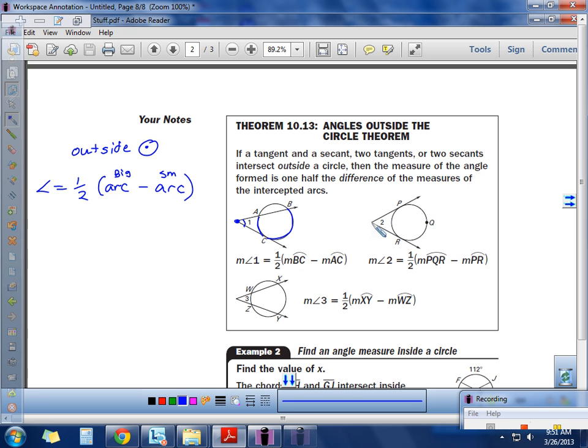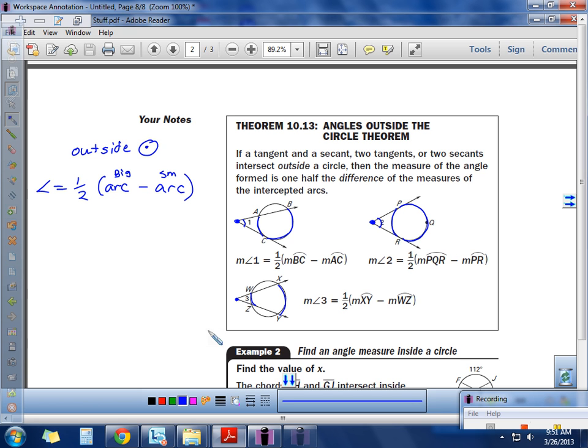Here's the next one. Now this one is the one that tricks a lot of people for some reason. It hits 2 separate arcs. Here's one, and here's the other one all the way around. Which one's the big one? PQR. Here's the smaller one, PR. So we have a major and a minor arc. Here's the last one. We have our 2 arcs. XY minus YZ, big minus small.